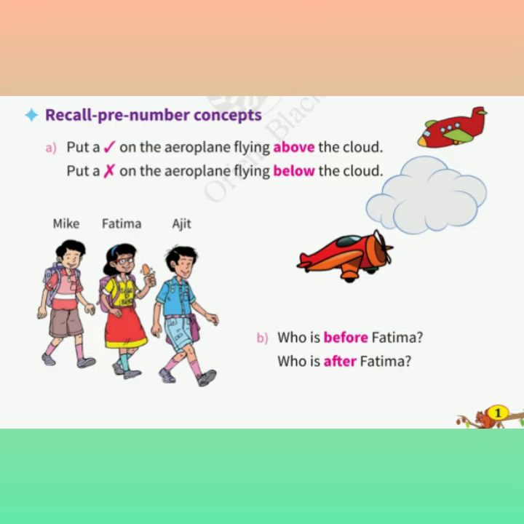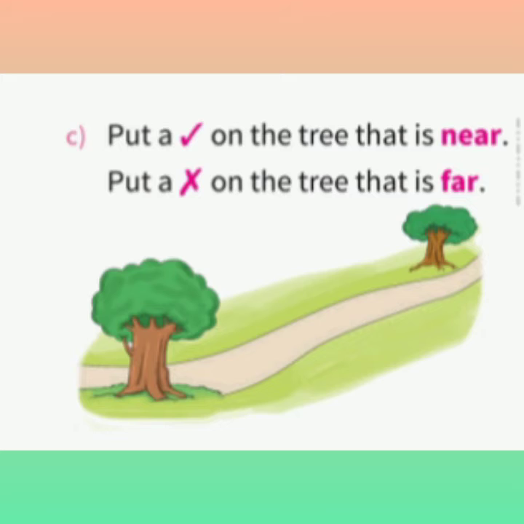Now let us learn the third pre-number concept, that is far and near. You have to put a tick mark on the tree which is near. Yes, this is the tree which is near. So I have to put a tick mark here, and I am going to put a cross mark on the tree which is far from here. So this is the tree where I am going to put a cross mark because this is far.